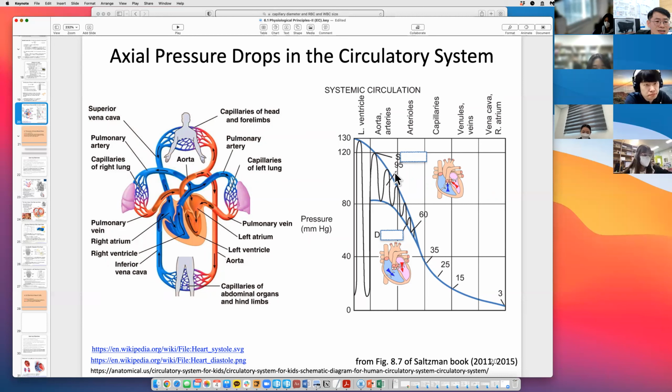Let's say, Jung-Yoon. When the pressure is high, what do we call that status? Systole. Exactly. Systole. And when it's lower? Diastole. Yes, diastole. So that's the pronunciation of systole and diastole. Okay, that's something you have to know.